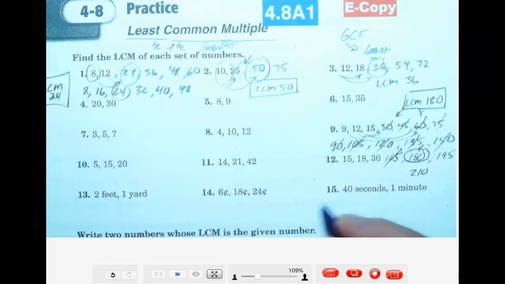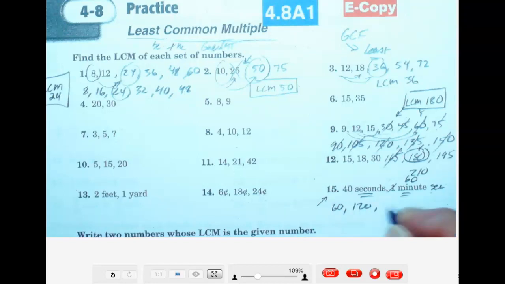Like here's an oddball one. It's got 40 seconds and 1 minute. Well, we can't compare seconds and minutes, so let's change this to 60. So now we've got 60 seconds. That's the same as a minute, right? So that's the larger one. So let's go 60, 120. So let's see, that would be 180, and then 240. These are all in seconds.